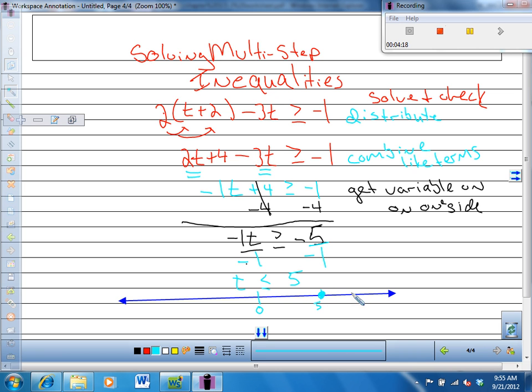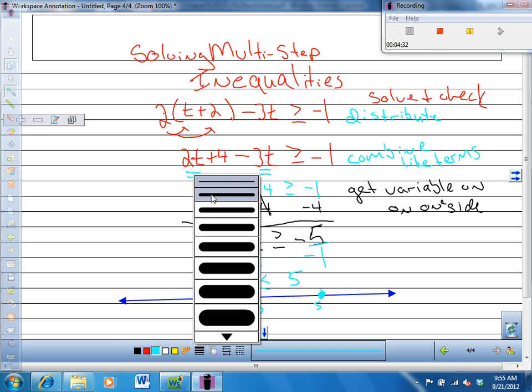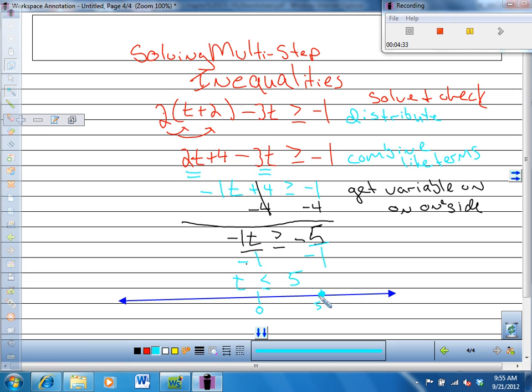Right. Right? Less than 5? Where are the numbers less than 5? On the left. Left, okay. So then I'm going to go from that point down to the left, like this. I love this thick line here. Isn't that cool? Okay? So that's what your answer should look like.